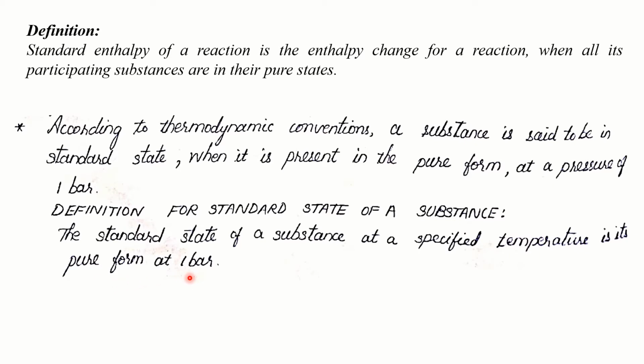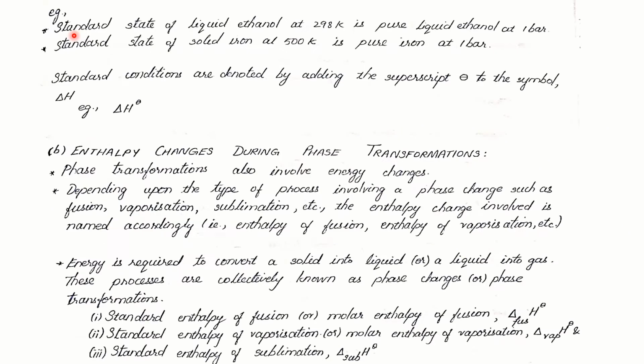So when a substance is present in its pure state at 1 bar pressure, it is said to be in its standard state. For example, the standard state of liquid ethanol at 298 Kelvin is pure liquid ethanol at 1 bar. Likewise, the standard state of solid iron at 500 Kelvin is pure iron at 1 bar.